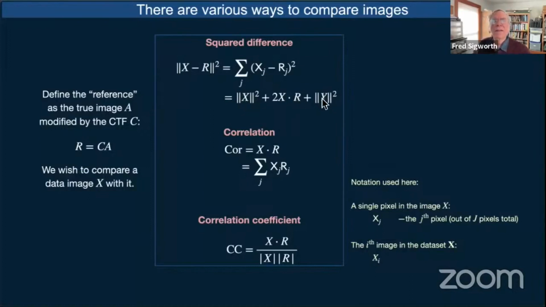Or if you expand this, you can see that this is just the magnitude squared of the image, the magnitude squared of the reference. That should be an R. And this is the correlation, that's X dot R between the two. And boy, I screwed up. This should be a minus sign. So anyway, the squared difference is actually closely related to the correlation. It has the correlation term in here. And as this should be a minus sign, you get a minimum of that when the correlation is maximized.